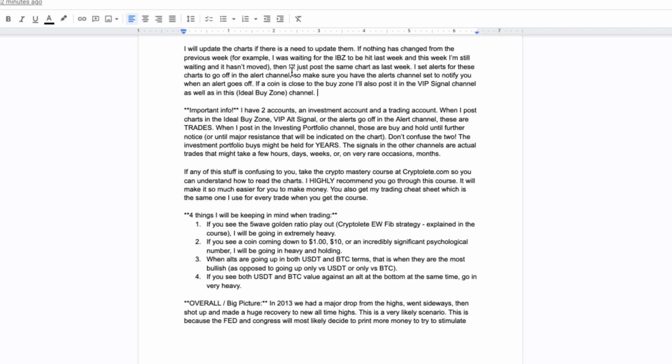This is for VIP members only. Finally, if a coin is close to the buy zone, I'll also post it in the VIP signal channel as well as this ideal buy zone channel. Let me say this is for VIP members only, just to not have anyone be confused about what that is.